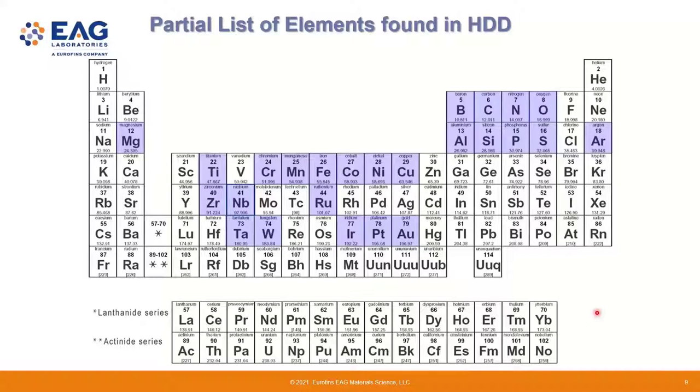So a lot of the elements are also involved, right? This is just a partial list of elements you will find in your HDD. I didn't even mention, for example, gallium arsenide, indium gallium arsenide, this type of LED or laser type of material.